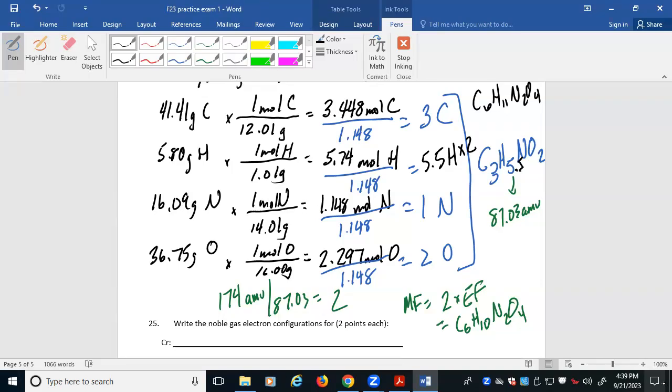And that's always a possibility. Empirical and molecular formula can be the same. They do not have to be different. But if they are different, the molecular formula will always be the bigger formula.